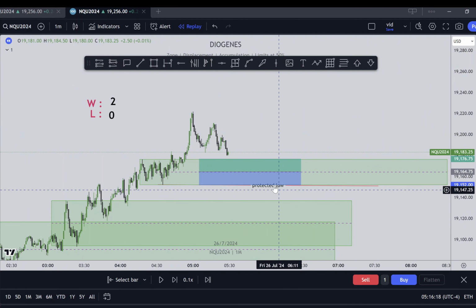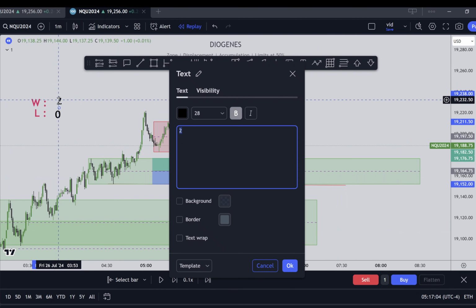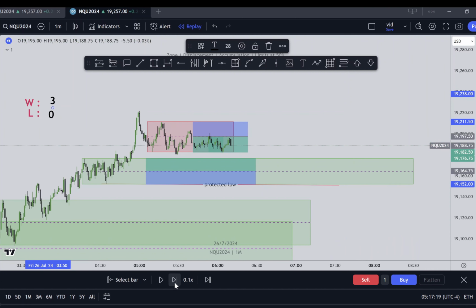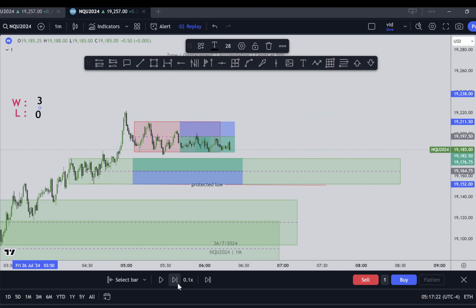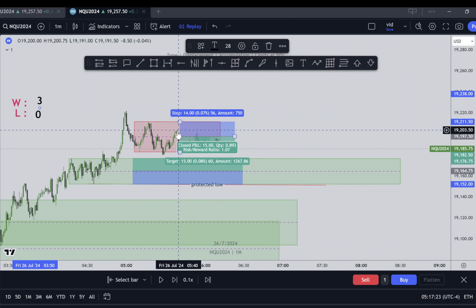I'm in. Come on. Come on. TP hit. So 3 wins. No losses for the time being. Okay? Let's see what happens. This is now our last protected high.